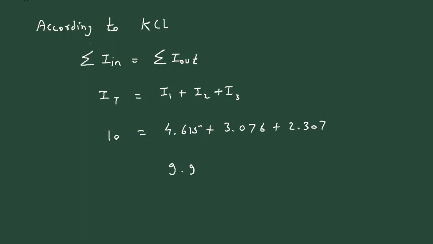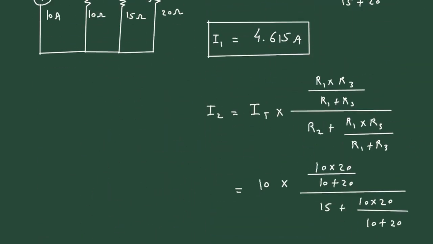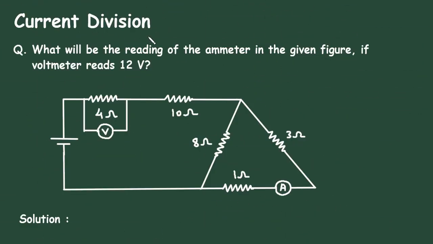Before that, let's say this is of 10 ohm, this is of 15 ohm, and this is of 20 ohm. Now suppose we have to find the value of I1. So to find I1 by using current division rule, this will be total current IT multiplied by opposite or parallel branch resistance. So here we can see there are two resistances.